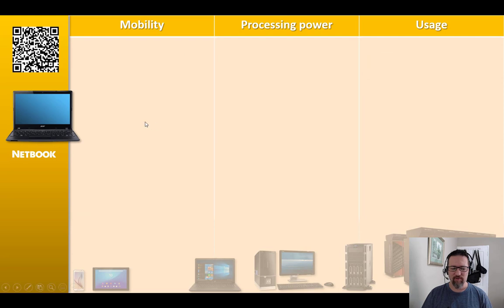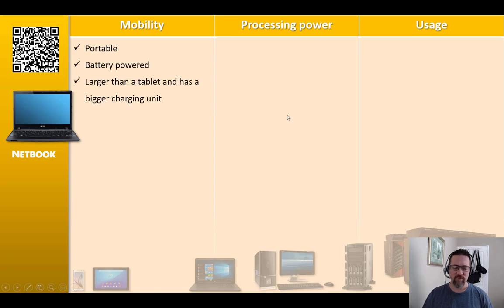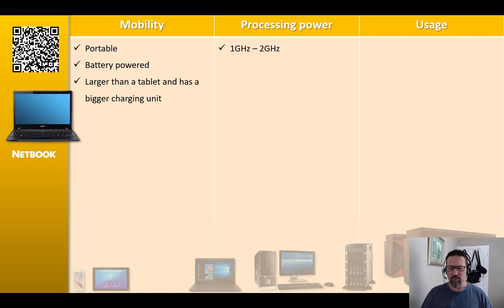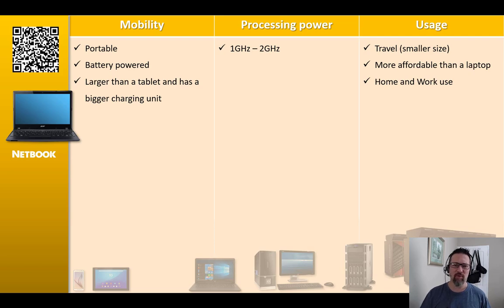The netbook. If you've heard of netbooks but you're not sure what the difference is between a netbook and a laptop, there's a QR code for you. Scan that QR code, that'll give you some more information. Netbooks are also portable, battery powered, a little bit larger than a tablet, and they have a bigger charging unit as well. Processing power is 1 gigahertz to 2 gigahertz, and it's made to be small, more affordable than a laptop. It's made for home and work use. It's great for people who work around and travel a lot.